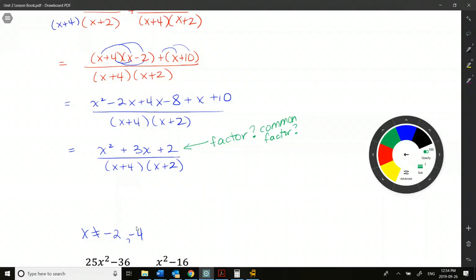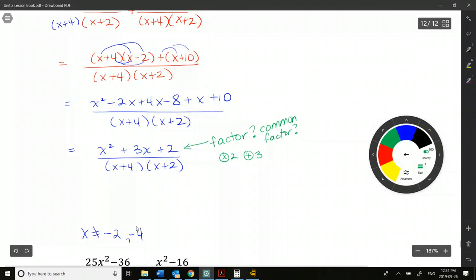So can we factor this? Well, it looks like a trinomial, so are there any 2 things that multiply to 2 and add to 3? 2 and 1 actually work for this. So the answer here is yes, I can factor, and I will. So it'll be (x plus 2)(x plus 1).